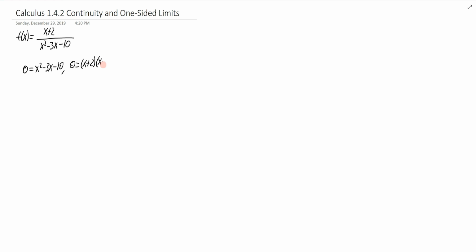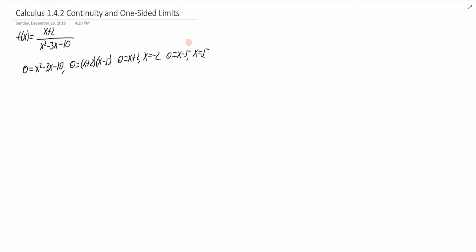And so then what we can do is say 0 equals x plus 2, so x equals negative 2. That's the first part. Then we say 0 equals x minus 5, so x equals 5. So we know right away that at negative 2 and at 5, we have some discontinuity. But once again, we have to figure out what kind of discontinuity there is. There's actually two methods through which we can solve this.